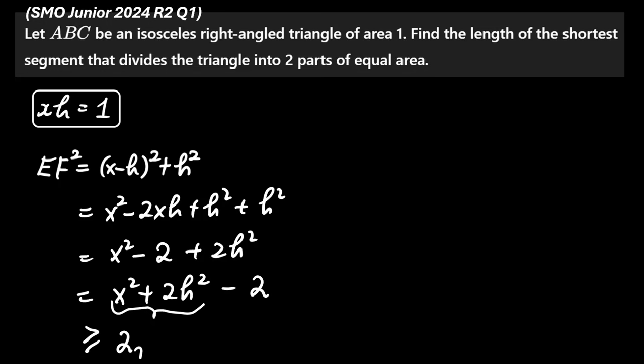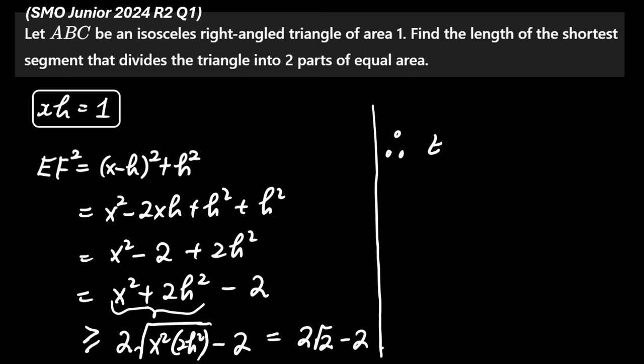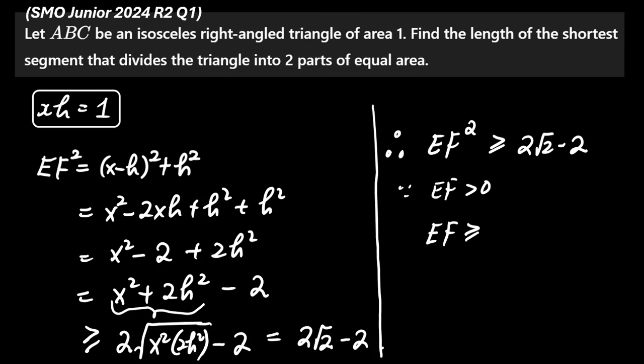Now apply the AM-GM inequality on X squared and 2H squared. By AM-GM, X squared plus 2H squared is greater than or equal to 2 times the square root of X squared times 2H squared. This gives EF squared is greater than or equal to 2 root 2 minus 2. Taking square root on both sides, EF is greater than or equal to square root of 2 root 2 minus 2.